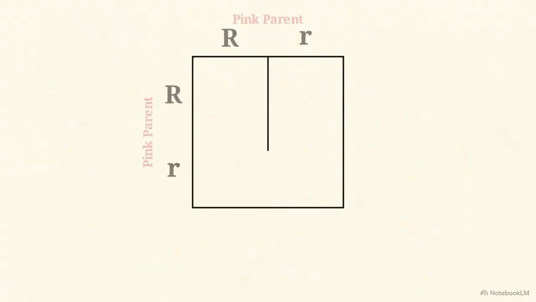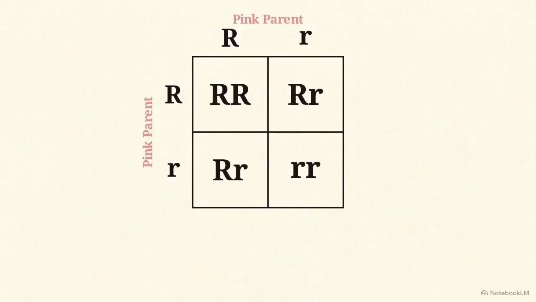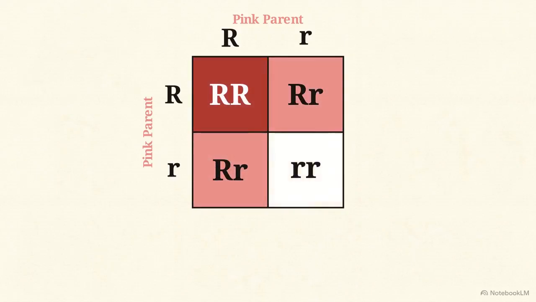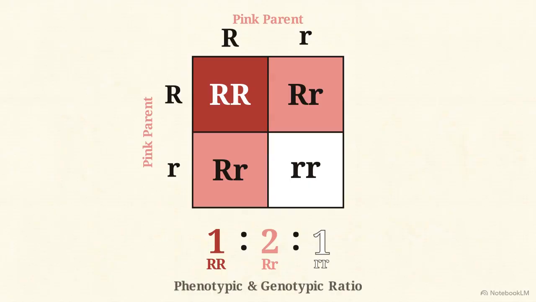Plotting an F2 cross between two of these pink heterozygotes generates a familiar genetic distribution: 1 RR, 2 Rr, and 1 rr. Because the heterozygous state now possesses its own distinct blended phenotype, the traditional 3-to-1 physical ratio collapses. The phenotypic ratio perfectly matches the 1-to-2-to-1 genotypic ratio.